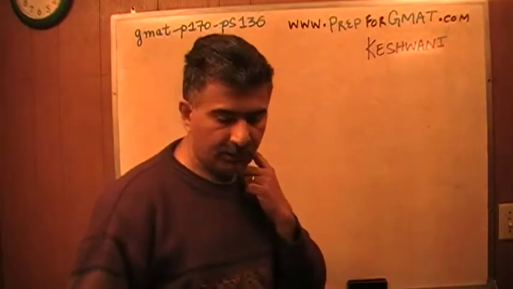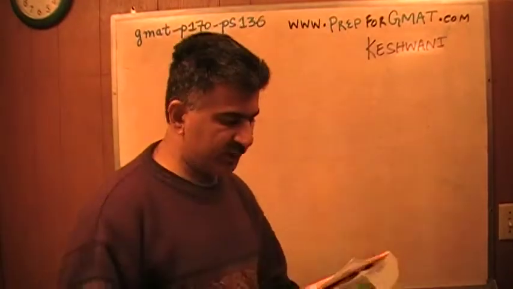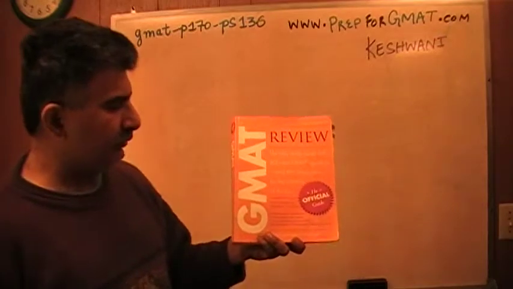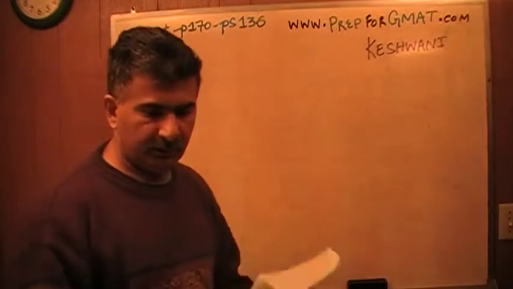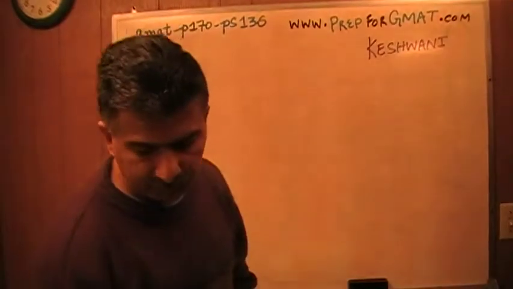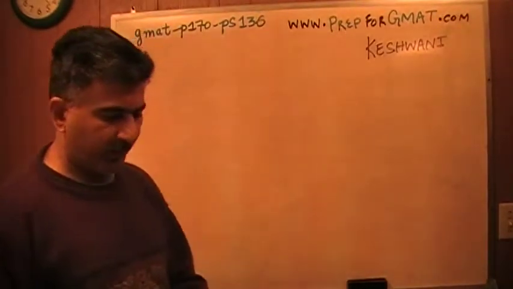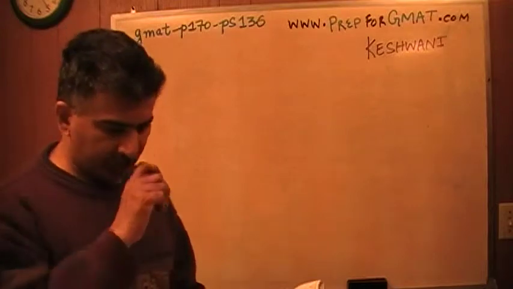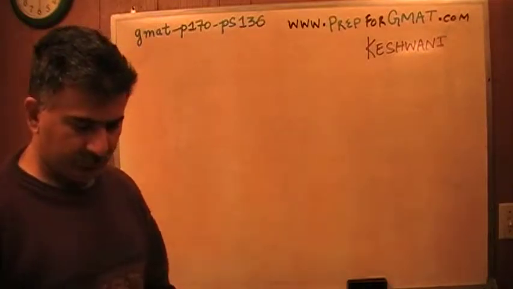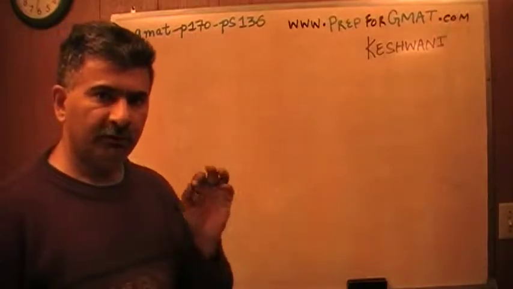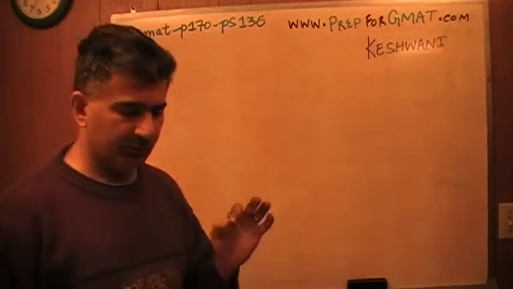K-E-S-H-W-A-N-I, Keshwani. I have been solving math problems for GMAT out of this book here, the GMAT Review, the official guide. If you do not own this book already, you can buy one at mba.com. You need it if you're going to sit for GMAT. This is where you want to practice. Practice on the real thing. Don't buy all the other stuff that is on the market. I can't name names, but this is the stuff that you want to practice on, because this is where you're going to find the real GMAT question that is there.